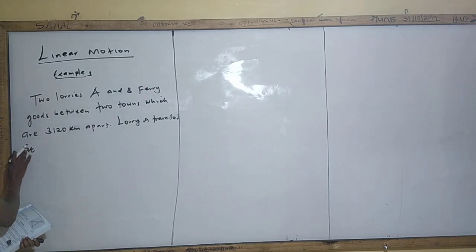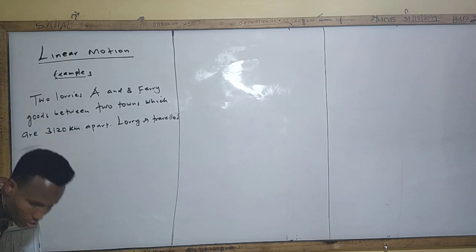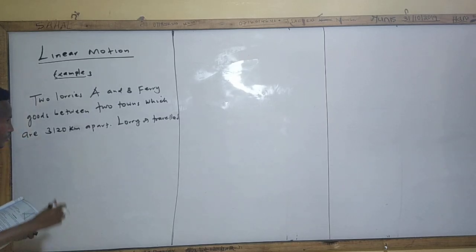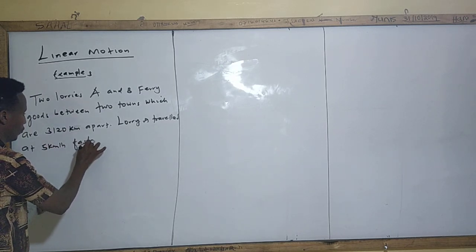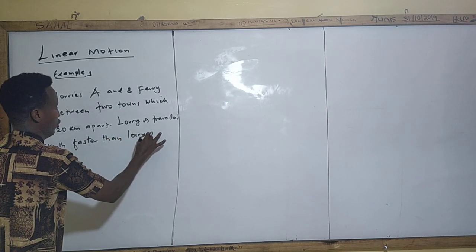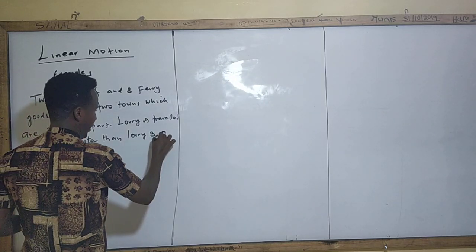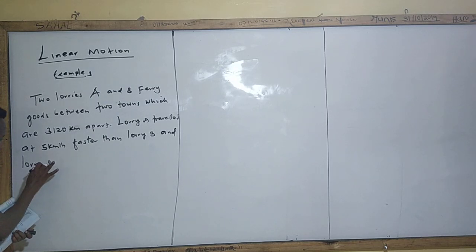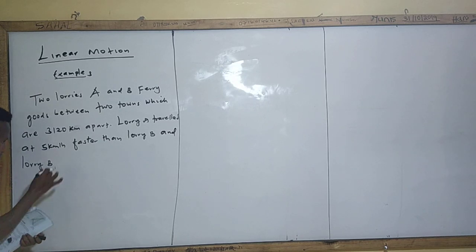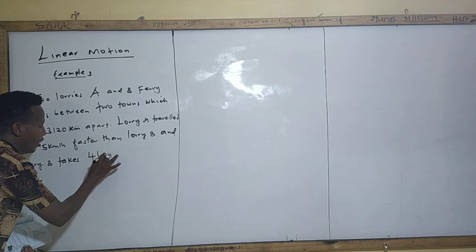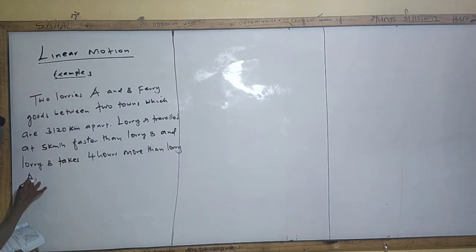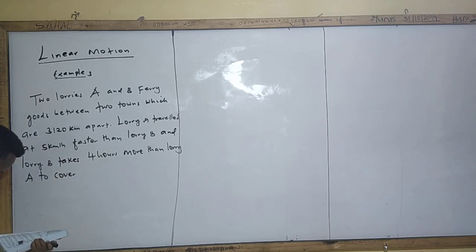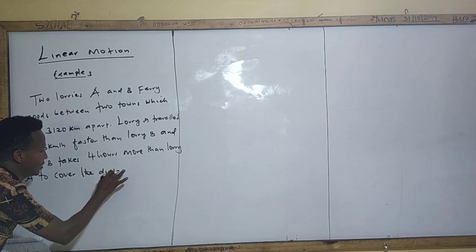Lorry A travels at 5 kilometers per hour faster than lorry B, okay? And lorry B takes 4 hours more than lorry A to cover the distance. Full stop.